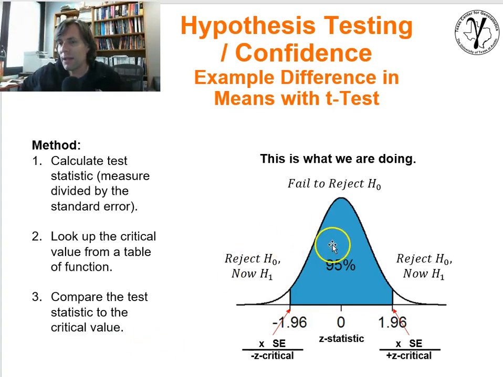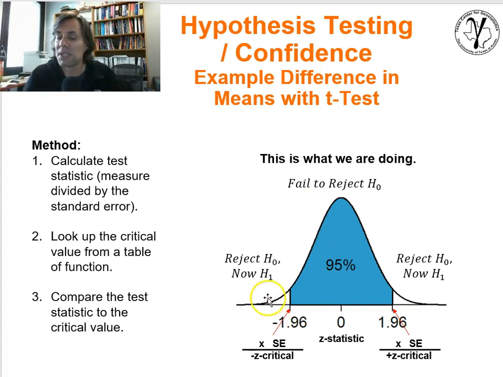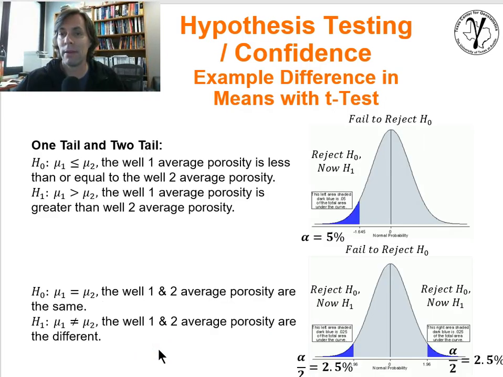What are we doing graphically? There's a sampling distribution for the thing that we're sampling. The difference in a mean will have its sampling distribution. We're looking up the critical values. We're calculating the specific test statistic. And if we fall in this interval that's blue, we fail to reject. If we fall outside of that, we reject the null hypothesis, and we now adopt the alternative hypothesis as our hypothesis.